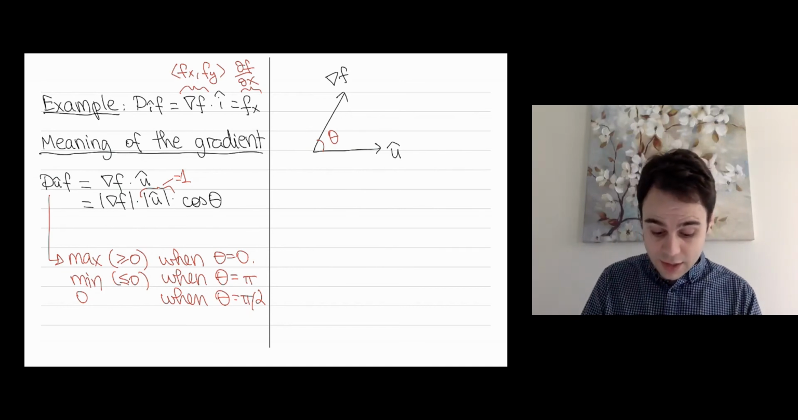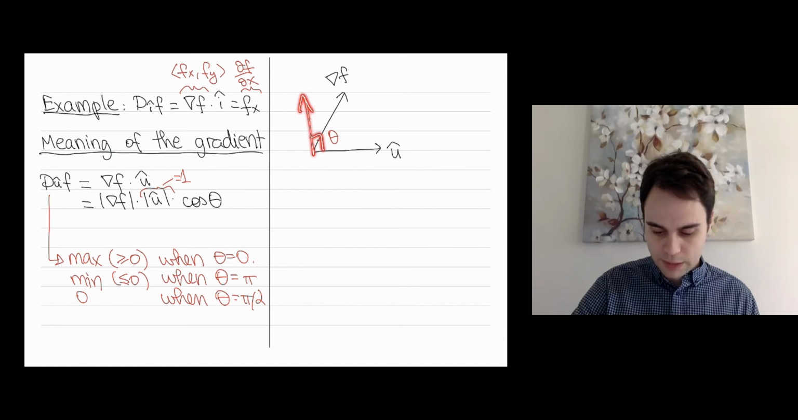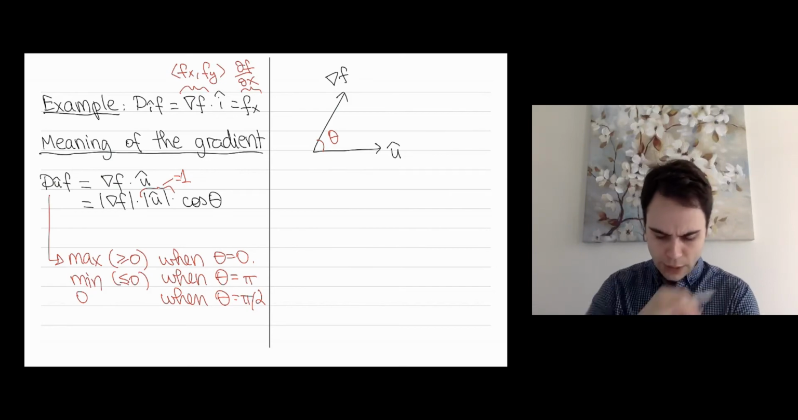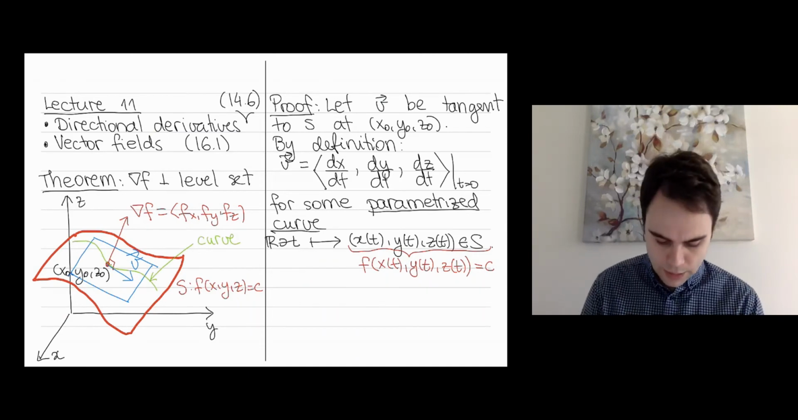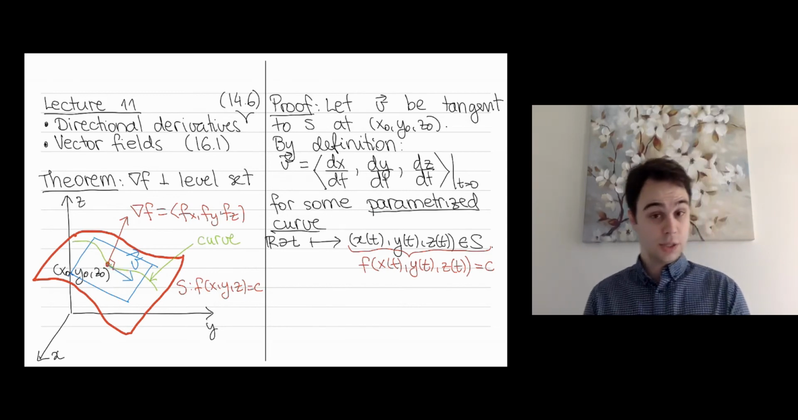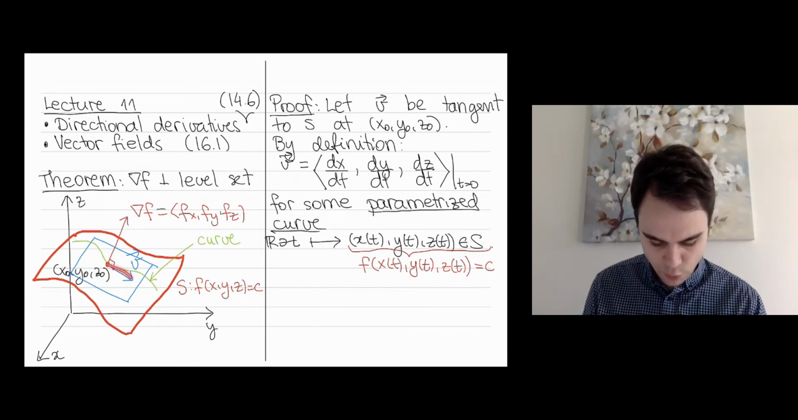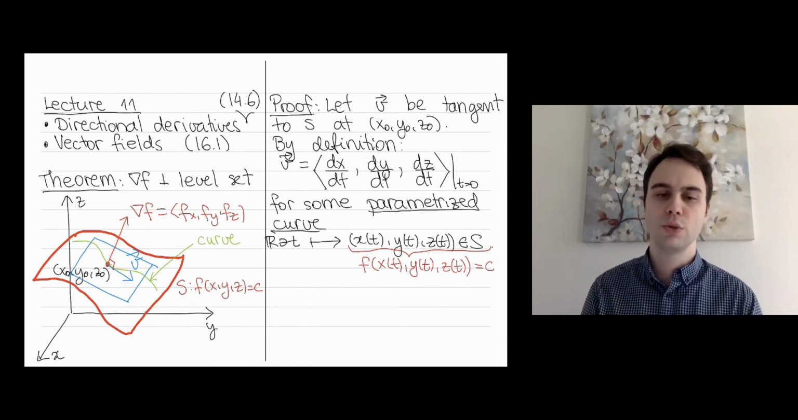And finally, if theta is equal to pi over 2, so if u is perpendicular to the gradient, then the derivative will be 0. So my function won't be changing to a first order approximation. Let's look back at the picture at the beginning of the lecture. This picture is in 3D, but what that is saying is that if I move in a direction that's perpendicular to the gradient, then the value of f won't change to a first order approximation.